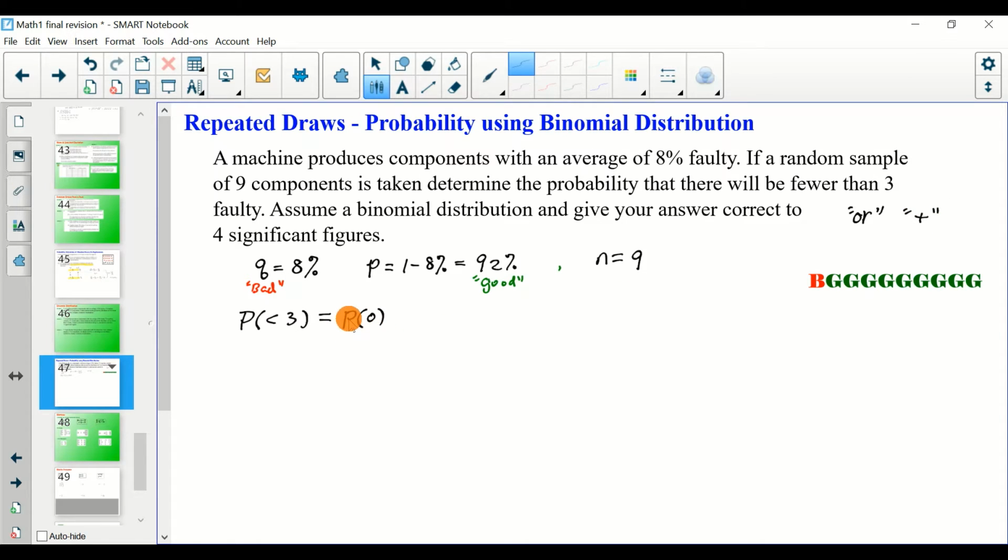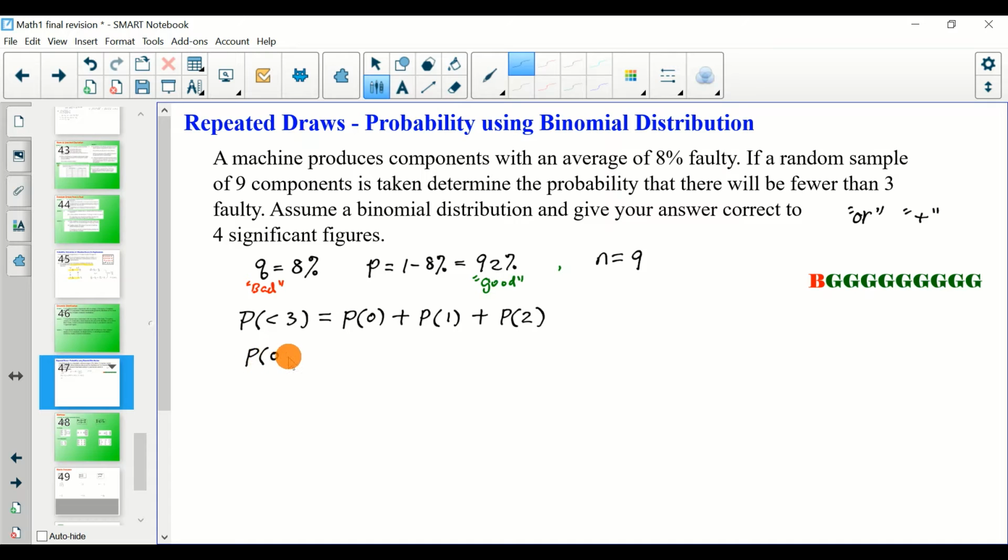So either everything is good, there's no faulty products, or, so add, there is exactly 1 faulty product. That's fine too, as long as less than 3, and therefore we have to add the other one as well, probability of exactly 2 faulty products. We wouldn't add a 3 because it says fewer than 3. So if I can find the probability of each of these scenarios and add them together, I will answer my question.